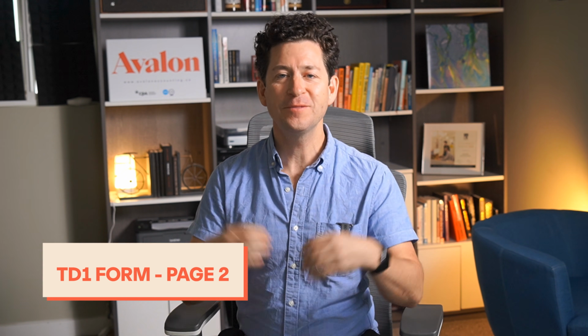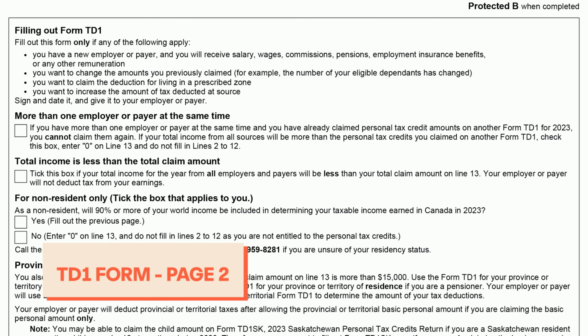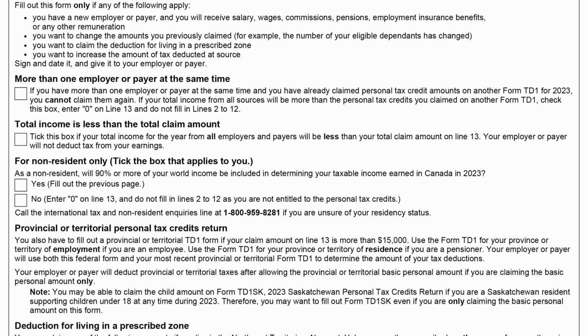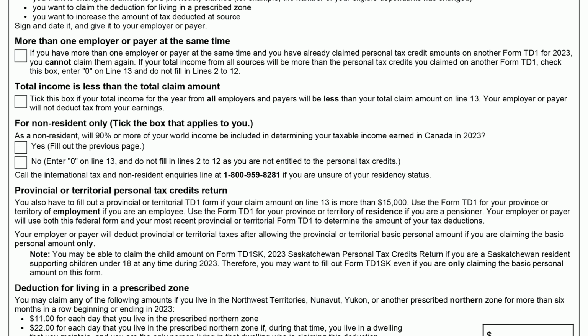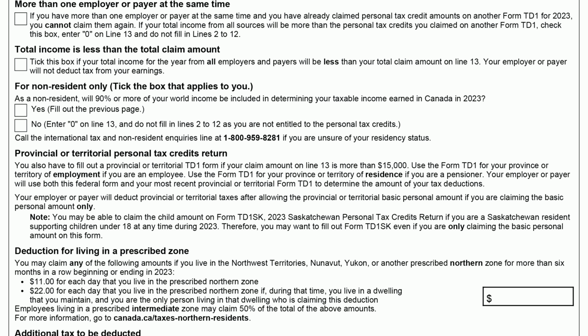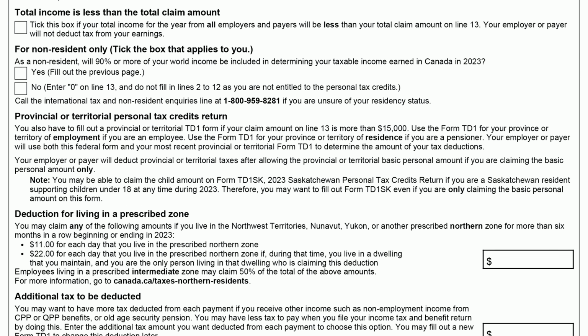Now that you've filled out the front of your TD1 form, let's move on to the back. On the back of the form, you'll find information on when to fill out the TD1 form and what to do if you have multiple employers. To keep the length of this video from getting out of control, I'm going to cover the two most common sections of the back of the TD1 form.